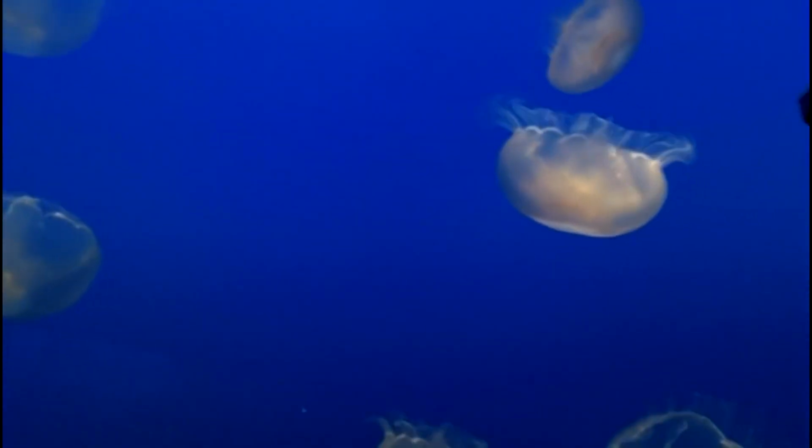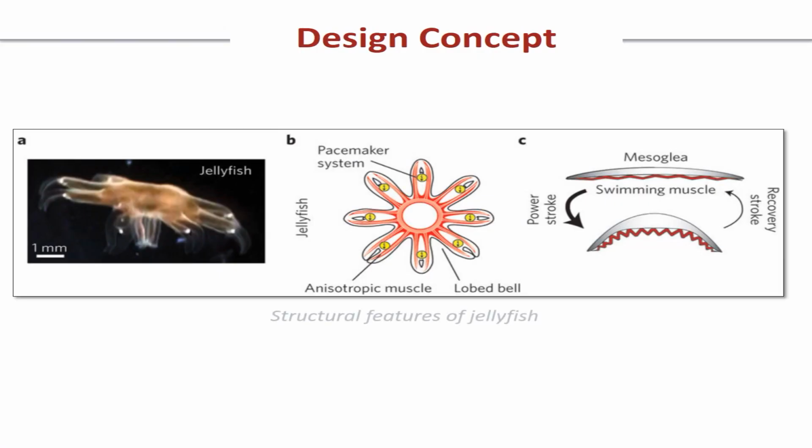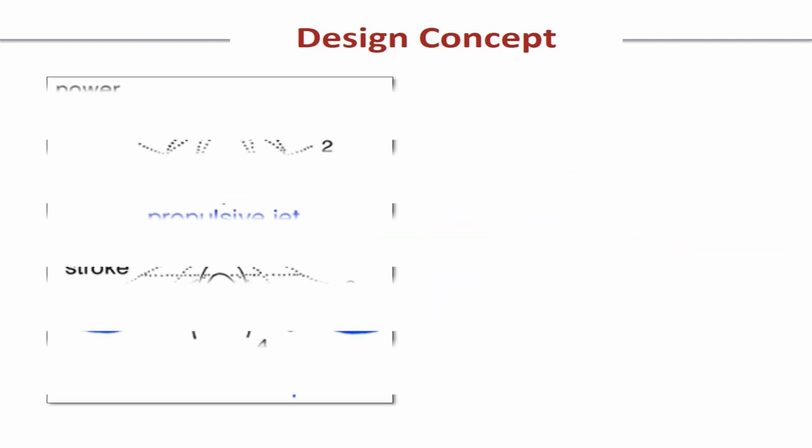In order to imitate the shape and dynamic movement of the jellyfish, we need to understand its shape and the structural features of its muscles and body. The following figures show the features and the feeding movement of the jellyfish.